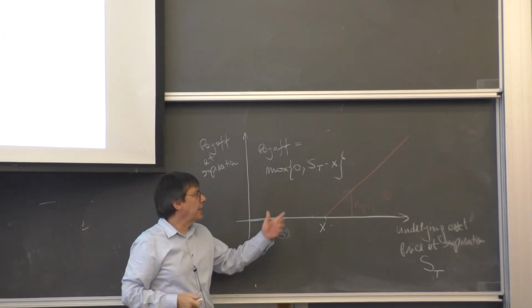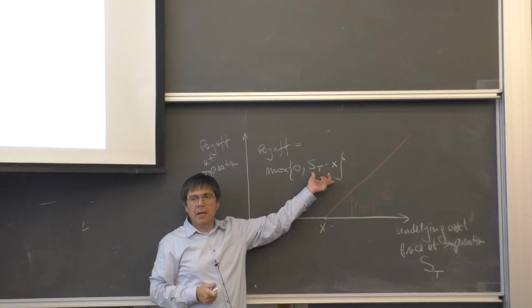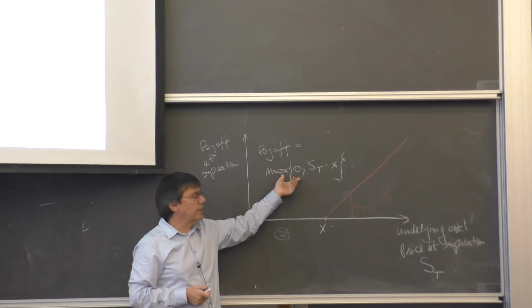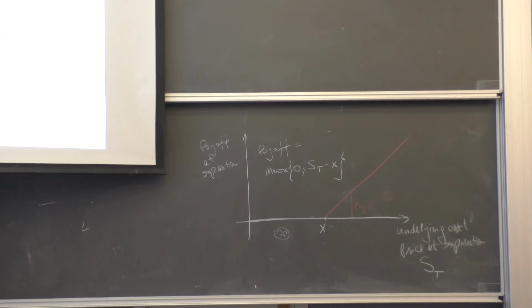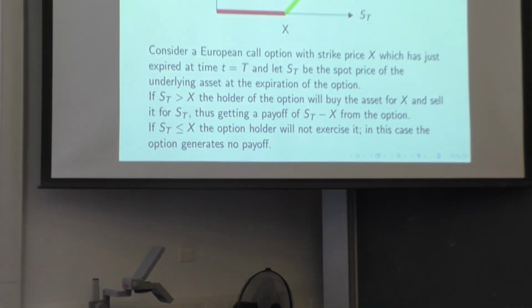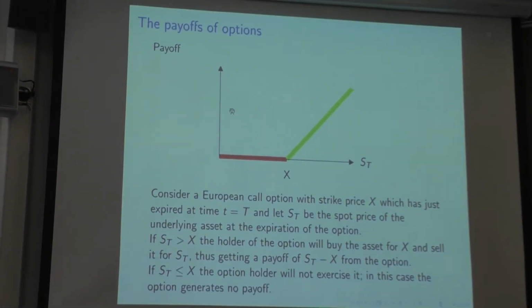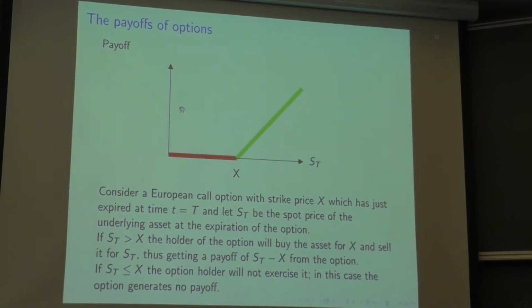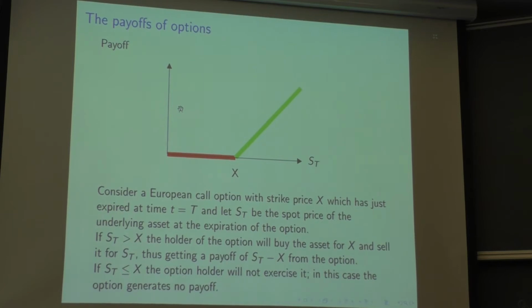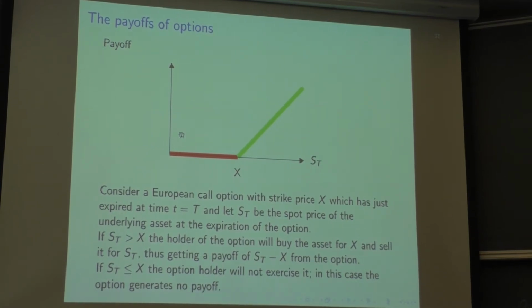If the underlying asset price is above X, I buy for X and sell for S, and I get this profit. If it's below X, I do nothing, and I get no profit. Right? So we seem to be getting a payoff function that looks like this. This is really, really important. You need to know this. Do you have any questions about how I got this graph? Okay, so this was the European call option.